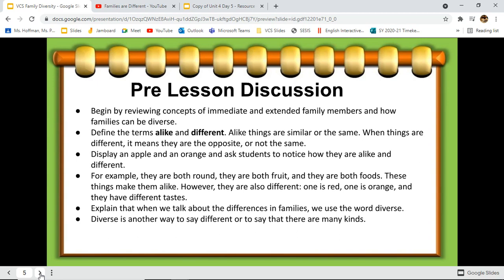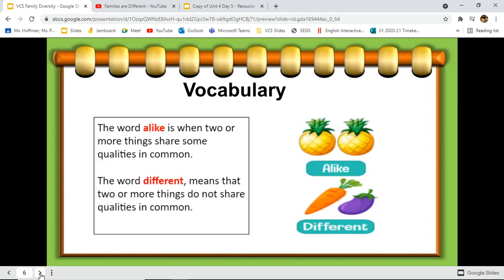You can explain when we talk about differences in families, we use the word diverse. Diverse is another way to say that something is different or that there are many kinds. Vocabulary. So again, you'll go over the word alike when two or more things share some common qualities. The word different. Two or more things do not share common qualities.